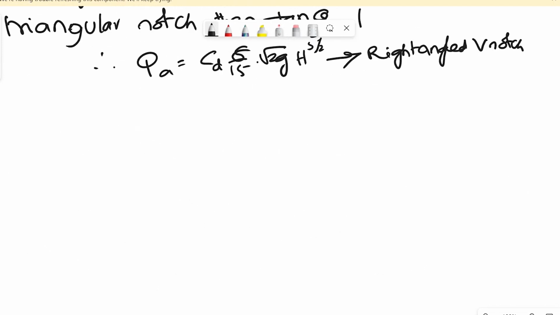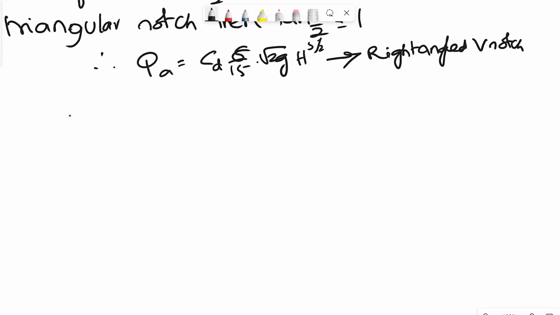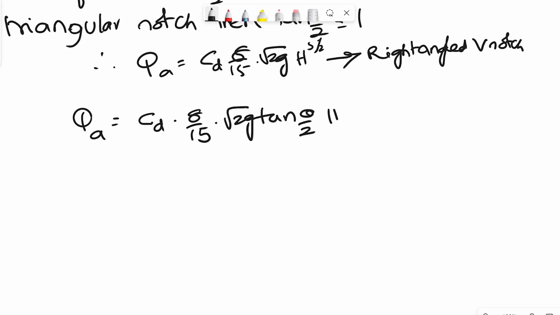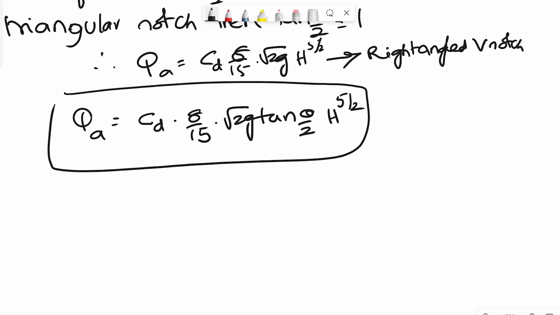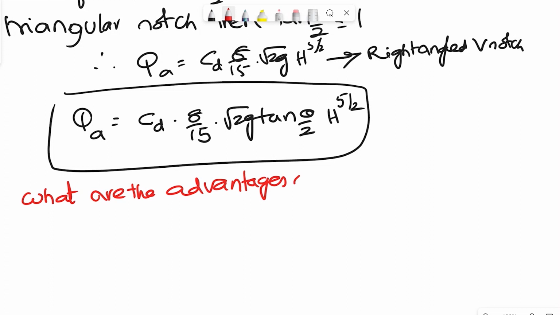Now the next question. This is the final derivation: Q actual is equal to CD 8 by 15 root 2g tan theta by 2 into H to the power of 5 by 2. Next, what are the advantages of V notch over rectangular notch?